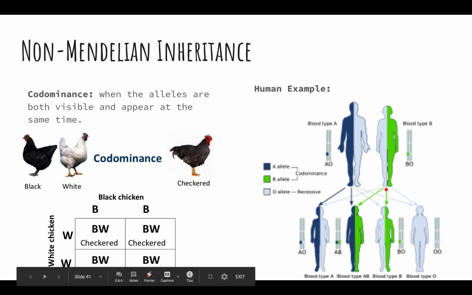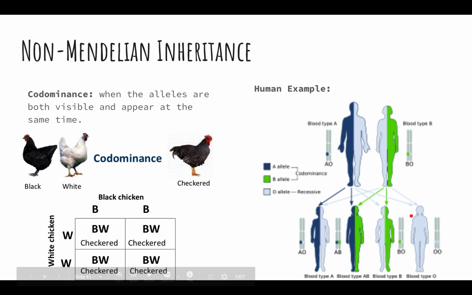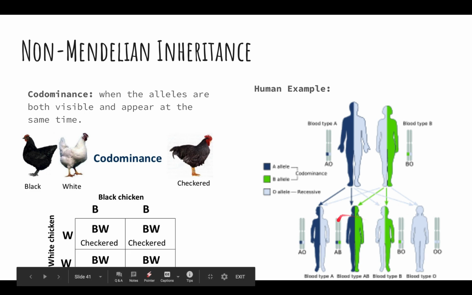Or they could both pass on the O, and now we have blood type O, which you can guess is a recessive one because it only shows up if O is the recessive half of BO and the recessive half of AO.